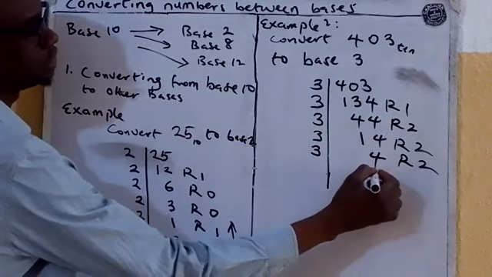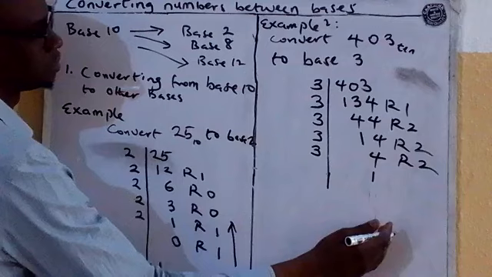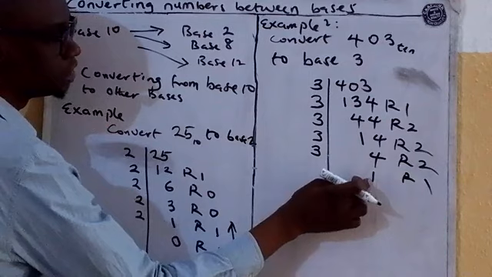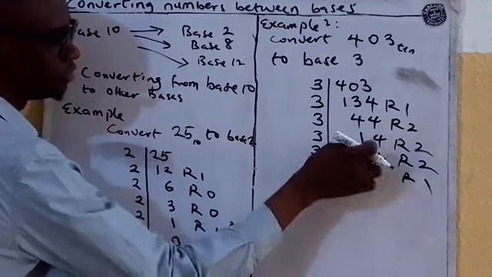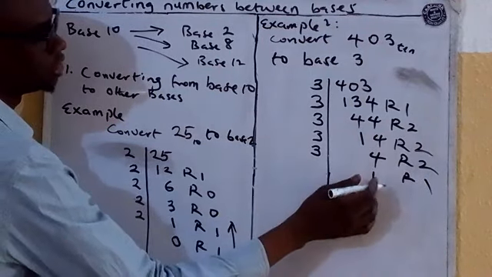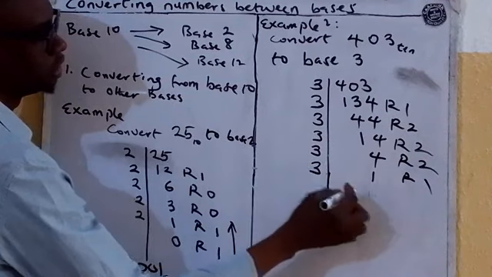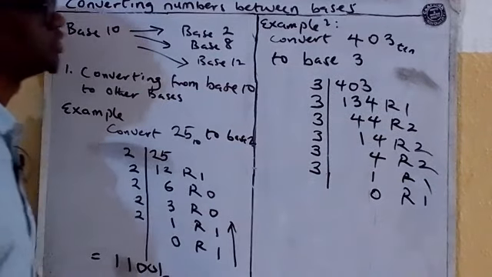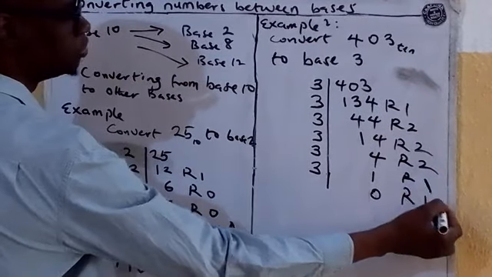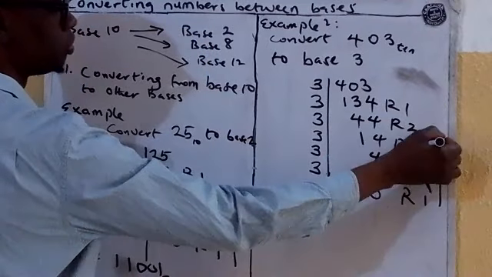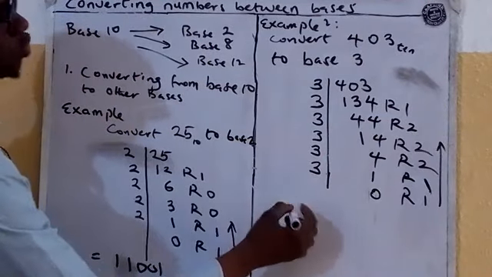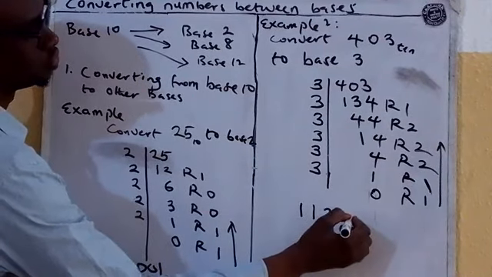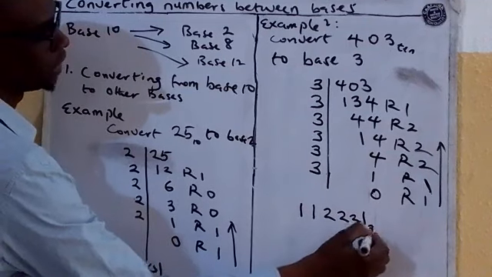3 into 4 is 1, remainder 1. How? Because 3 times 1 is 3, plus this remainder give you 4. So I'm correct. So because it's not 0 yet, I can still put 1 more 3 again. 3 into 1 is 0, remainder 1. So you have gotten your base 3. Just start from the bottom to top, and call out the numbers one by one, and repeat them. 1, 1, 2, 2, 1 in base 3.